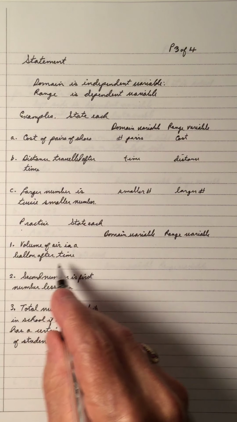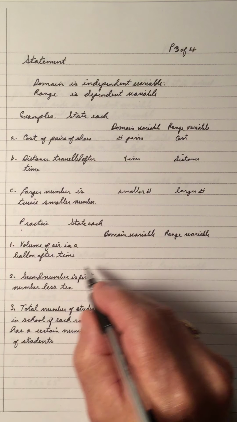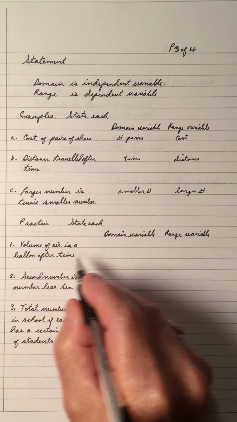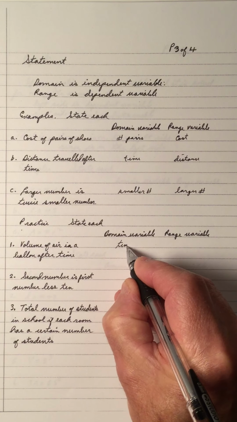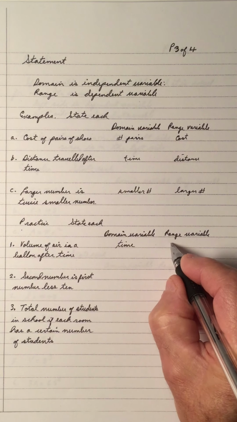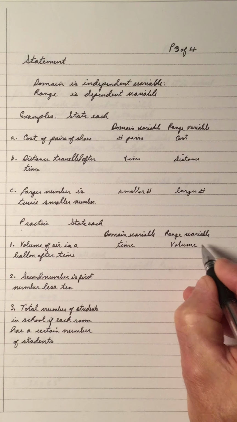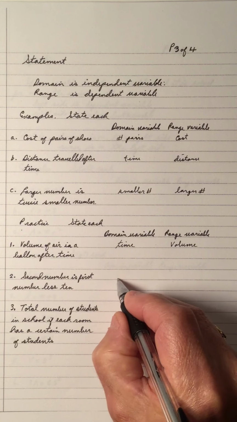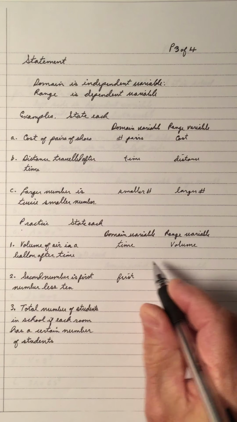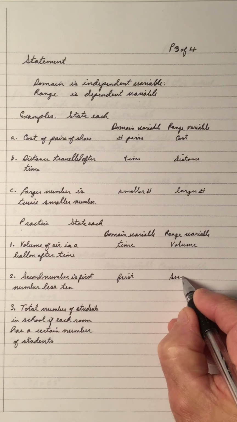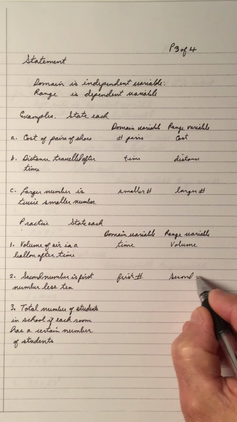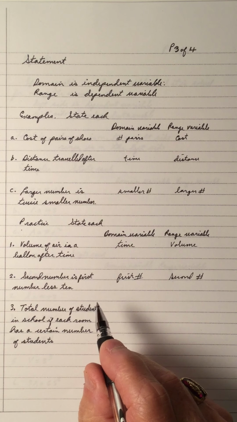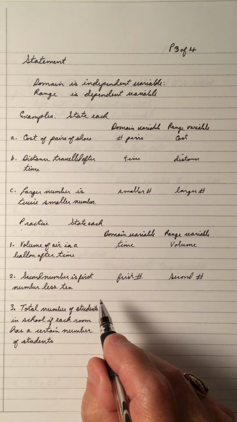Practice means you have some to do, so pause the video and work out the answers for each of these three. The volume of air in a balloon after time. So time is the independent. Time is the domain. Volume is the range. The second number is the first number less 10. So domain is the first number. Range is the second number. Again, in a statement, the domain is the independent, the range is the dependent.